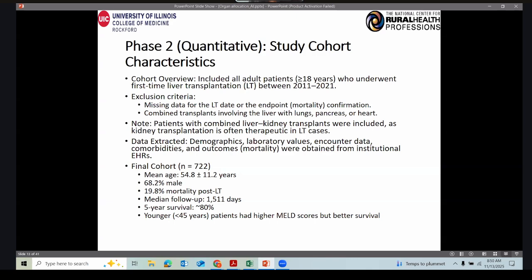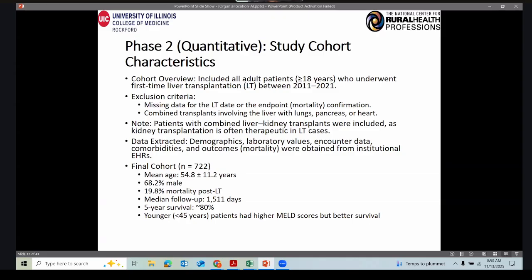We excluded patients who had missing or incomplete data, for example, those missing the date of transplantation or confirmation of mortality status, since those are critical for survival analysis.